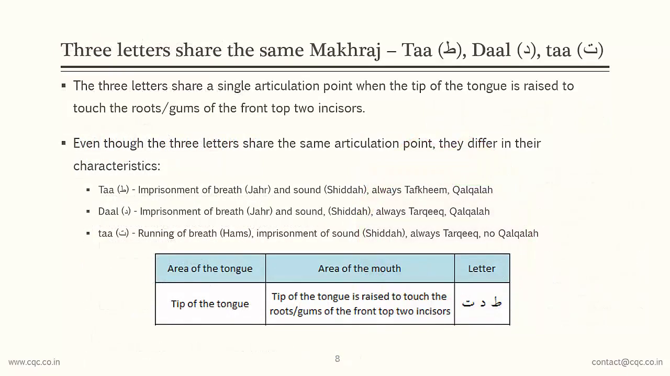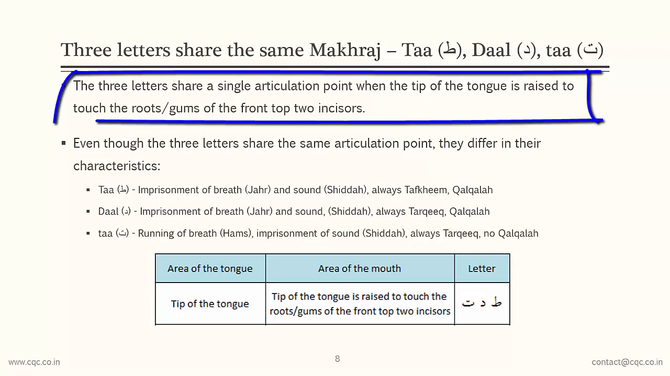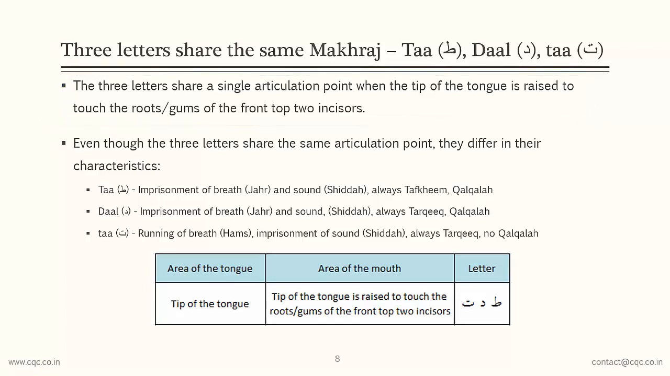The next three letters that we are going to study today are quite straightforward. The letters ta, dal and ta. The articulation point of these three letters is the same, the tip of the tongue touching the roots or the gums of the top two incisors. Even though the three letters share the same articulation point, they differ in their characteristics.